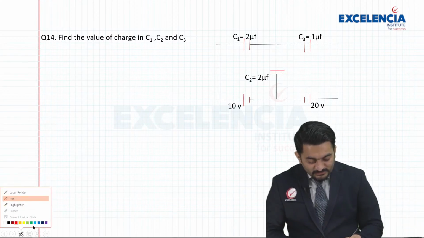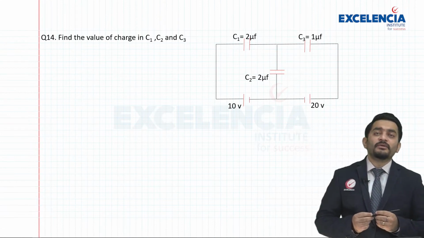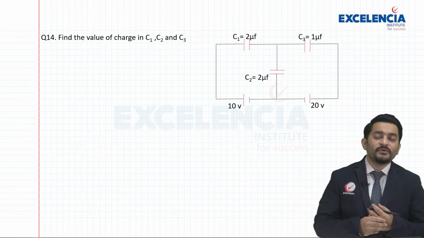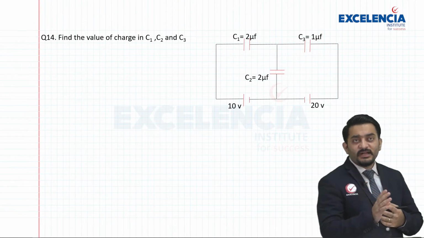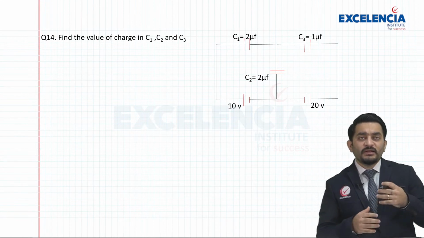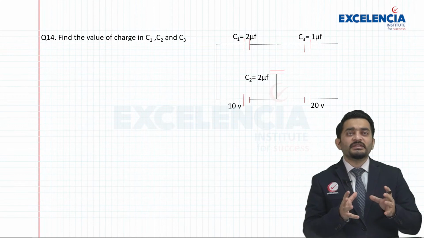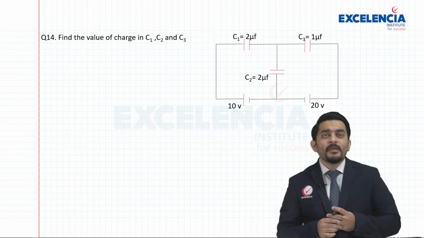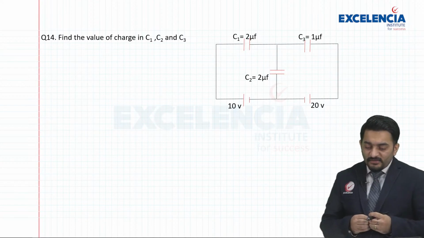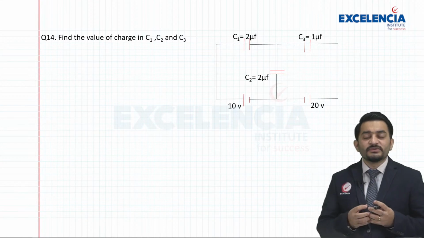Now I know that this kind of question you have seen in the regular syllabus also, but the point you need to understand over here is that there are two batteries which I can see, 10 volt and 20 volt, and there are 3 capacitors arranged in a specific manner. What we need to do over here is calculate the charge value and find the charge on C1, C2, C3.